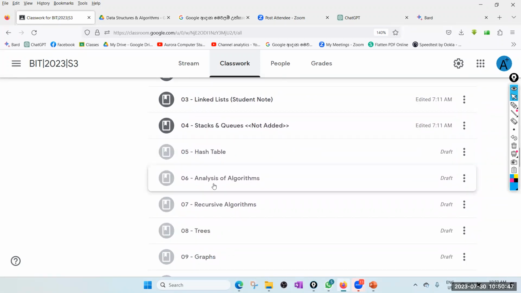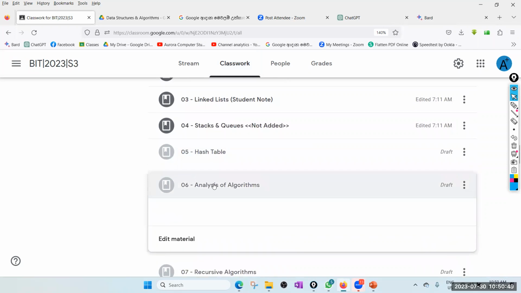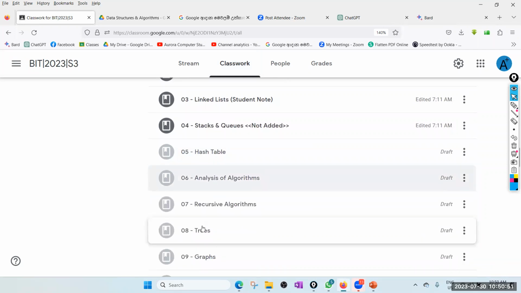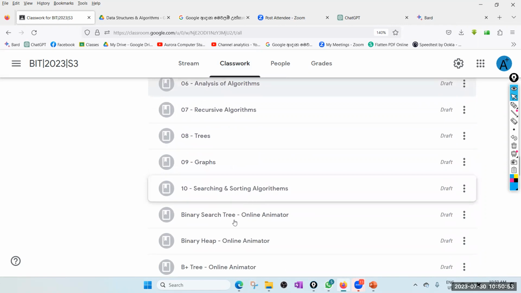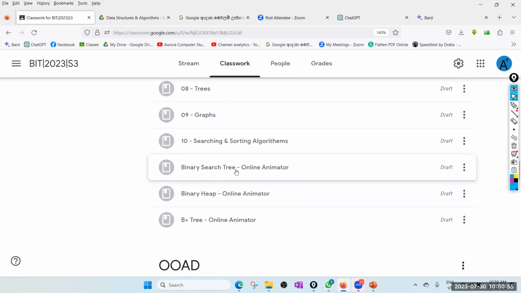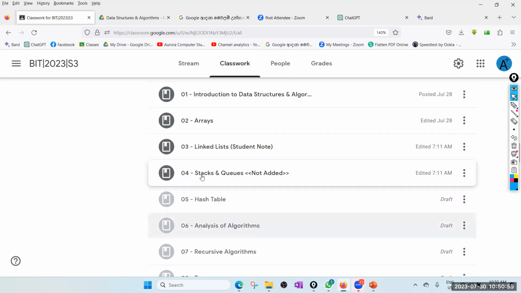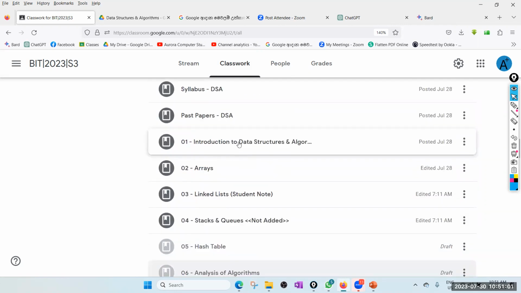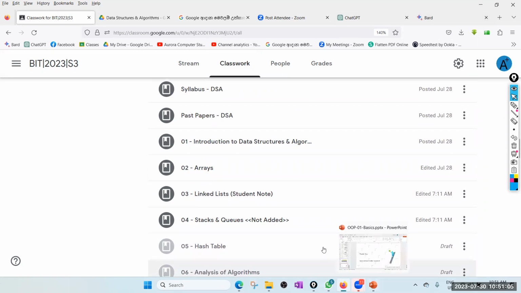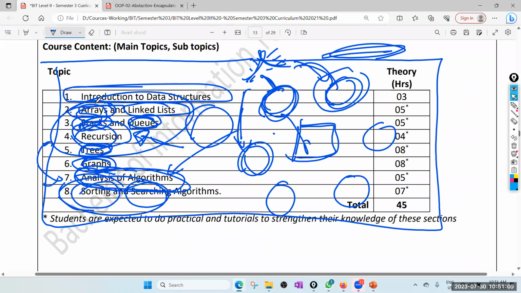Hash tables, analysis of algorithms. So that means I have not enabled them. Okay. Trees, graphs, searching and sorting algorithms, and so on. And these are some external links for simulations. Right. So we'll start with introduction to data structures and algorithms. That is your topic number 1. Okay. So then we will move on to arrays. And if you have time, we can even move to linked list.